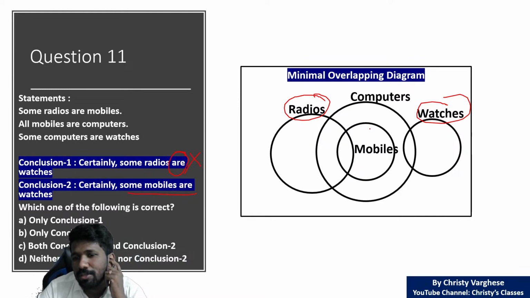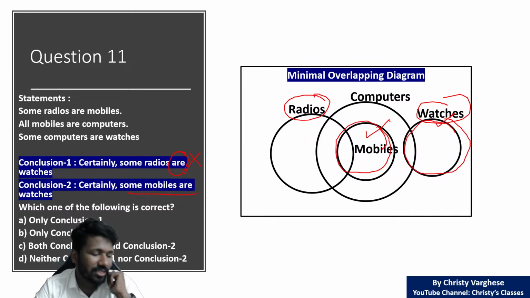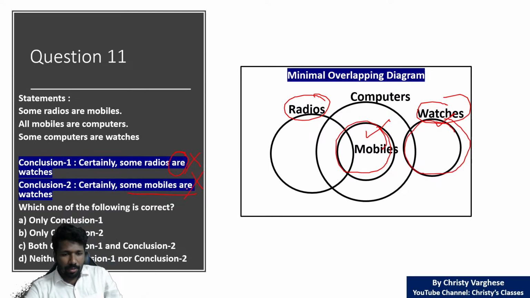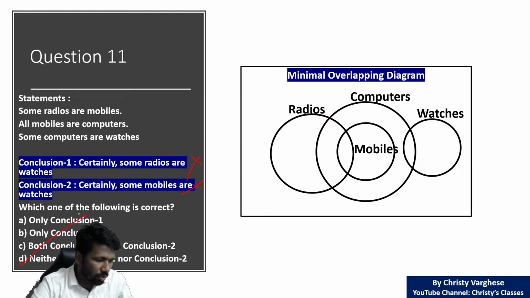Some mobiles are watches. Do mobile and watch necessarily have an intersection? Look at this. The mobile set is here, the watch set is here. They are disjoint sets, no intersection at all in the minimal overlapping diagram. So in general, we cannot say that is true. That is why option D is the answer, not C. Both are wrong, so option D, neither 1 nor 2. Option D is correct.